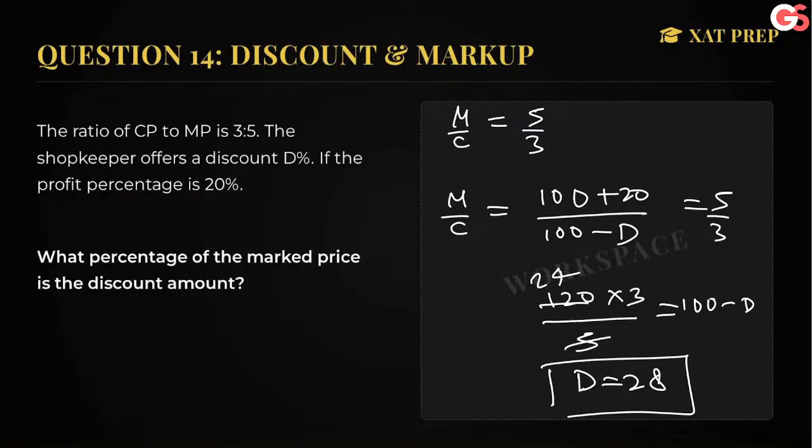What percentage of mark price is the discount amount? D is 28 is what we have achieved. Can we calculate the mark price also? बस हो गया ना calculate. The answer is 28%. That's it.